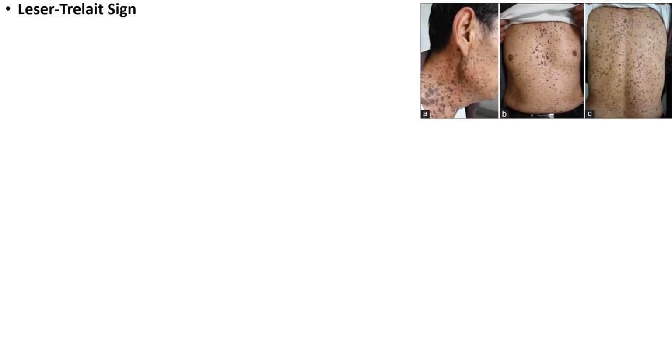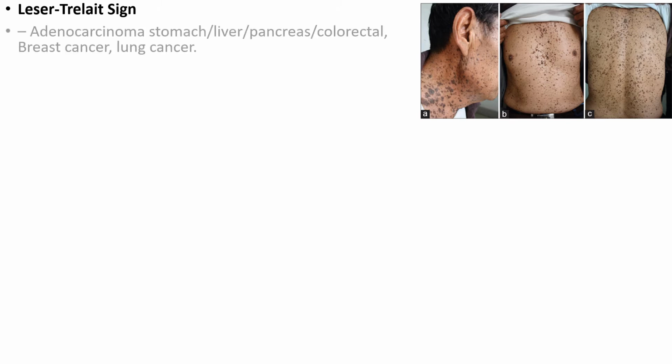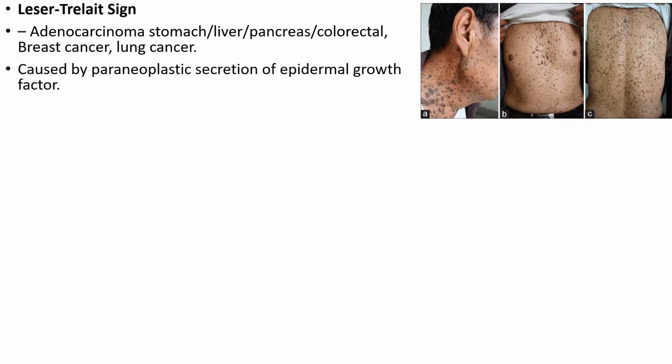So Leser-Trélat sign is where a patient gets a sudden growth of lots and lots of these, which look like little moles. It can be associated with an adenocarcinoma of the stomach, liver, pancreas, colorectal, breast, or lung cancer. It's caused by paraneoplastic secretion of epidermal growth factor, and you need to worry if you get a sudden appearance of them really quickly.